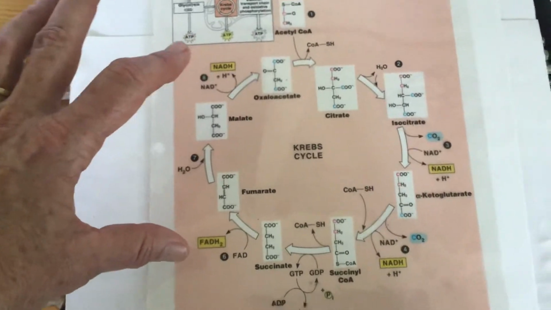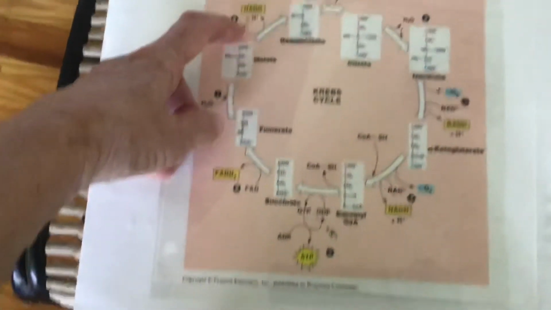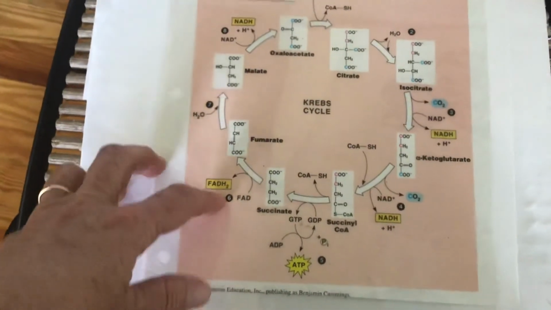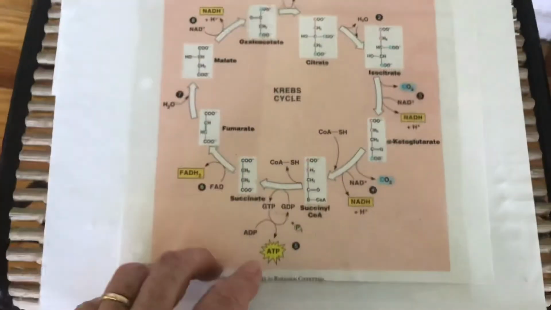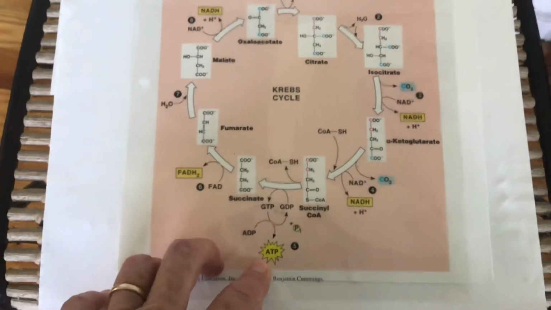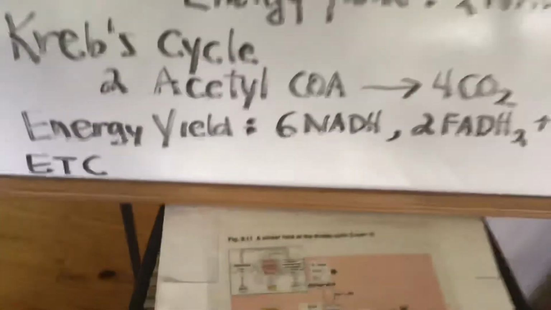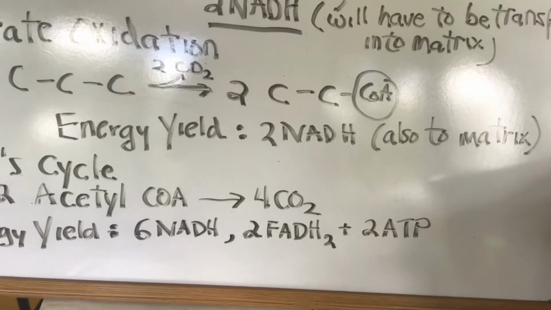So the whole process, this was one acetyl-CoA, I end up with 1, 2, 3 NADHs, and for 2 acetyl-CoA, that would make 6. I end up with 1 FADH2, and with 2 acetyl-CoAs, that makes 2, and I end up with 1 ATP, so 2 acetyl-CoAs, that makes 2. So this is the energy yield for 2 acetyl-CoAs.